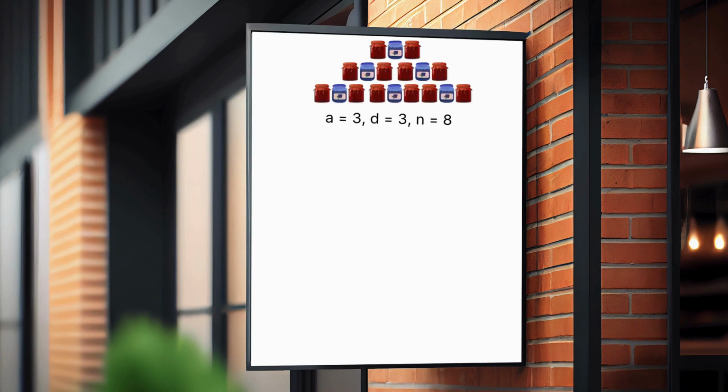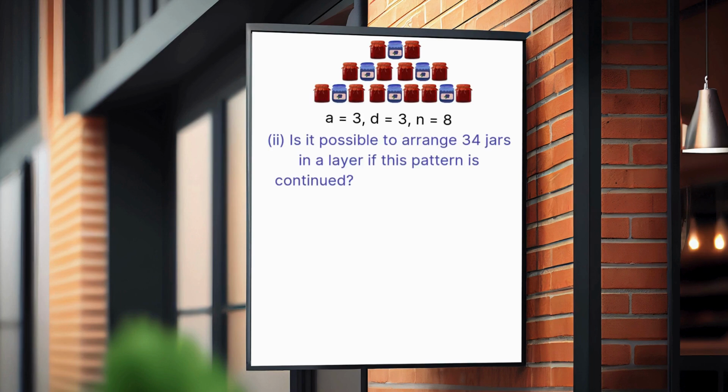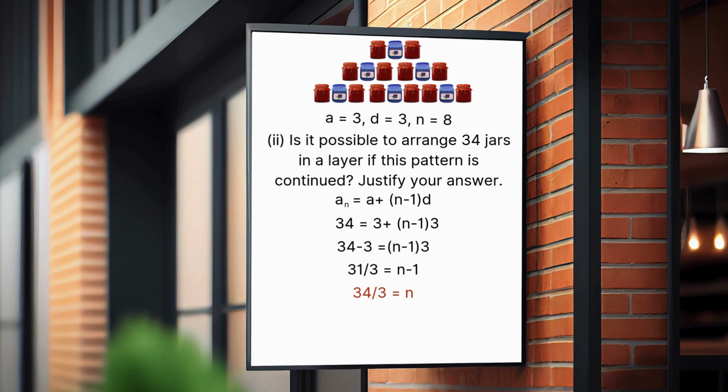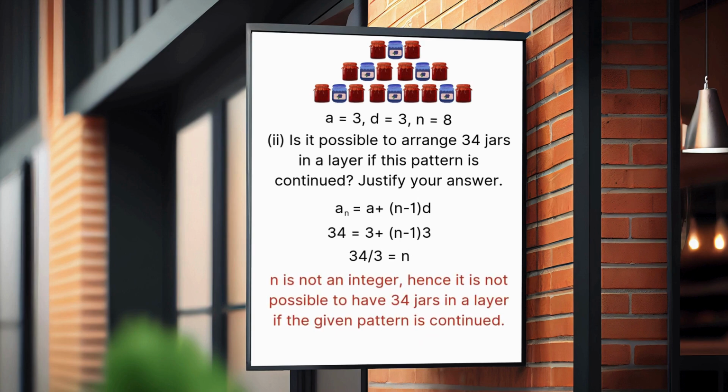Now, the next part is: is it possible to arrange 34 jars in a layer if this pattern is continued? And justify your answer as well. So we know that an is a plus n minus 1 times d. Substituting the values of a and d, we get 34 is equal to 3 plus n minus 1 times 3. That is, n is 34 upon 3, which is not an integer. That means it is not possible to have 34 jars in a layer if the given pattern is continued.